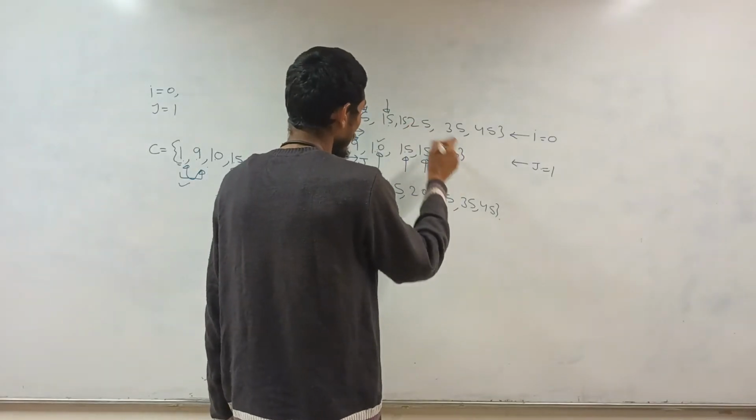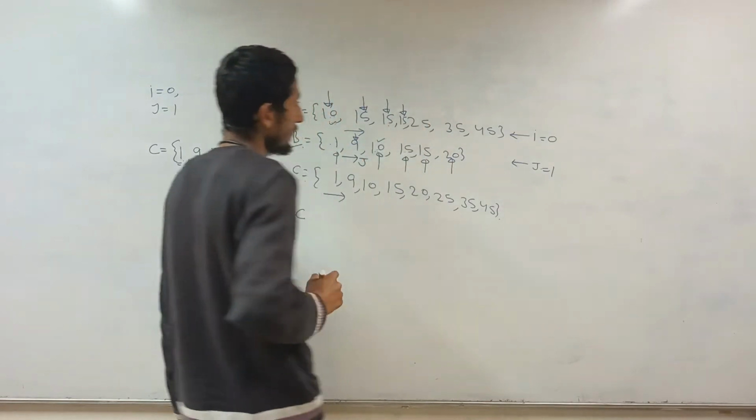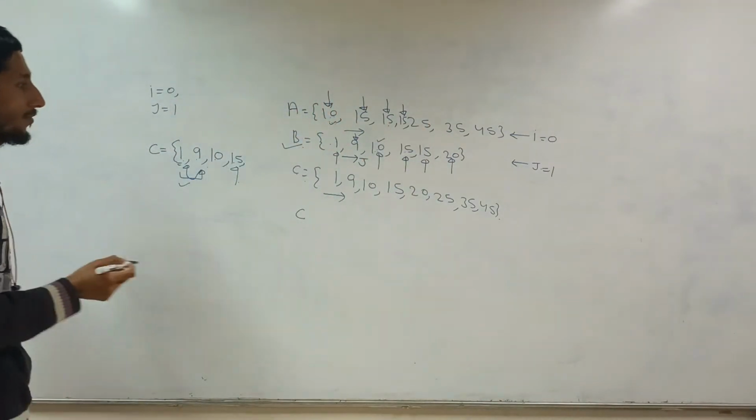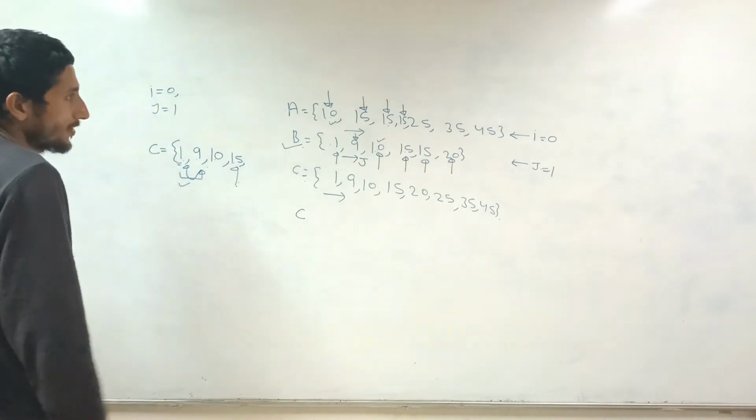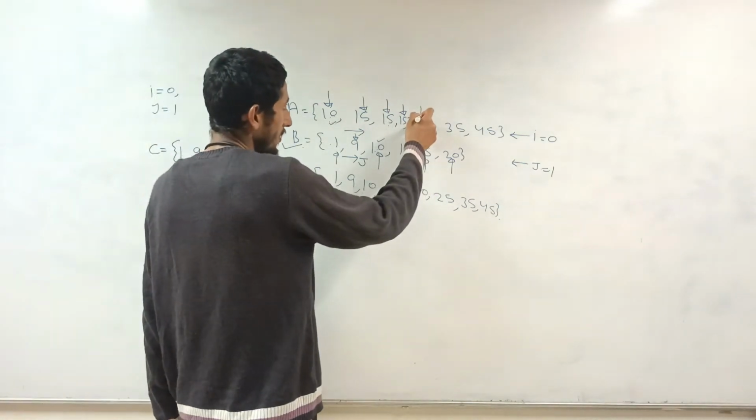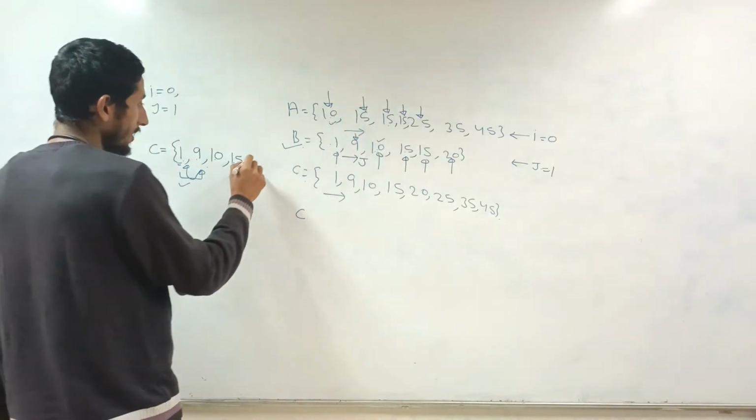The counter becomes 20 and 15. Which one is smaller? 15 is smaller, but 15 is already inside the array. So I will not put this one, and I will increment the counter. Then 20 will come.